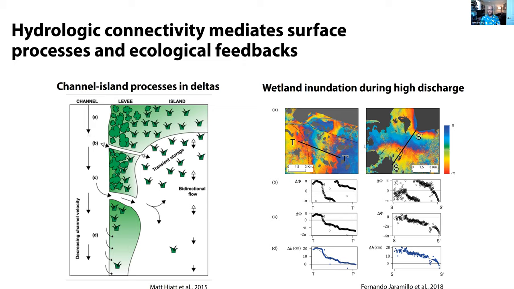Or in another system, using a totally different technique that we didn't talk about yet called interferometric synthetic aperture radar, how can we look at the evolution of water levels in wetlands as a function of discharge in the main channel, as shown in these dashed lines here? So how, with time, is water getting from that channel into the wetlands and bringing necessary fluids and solutes that these ecosystems need to sustain themselves?